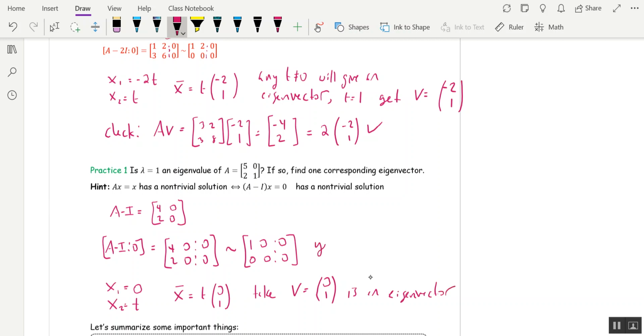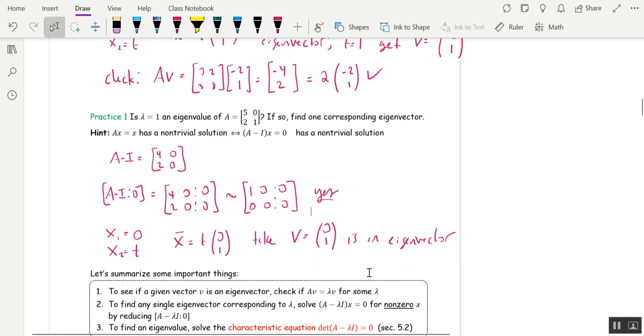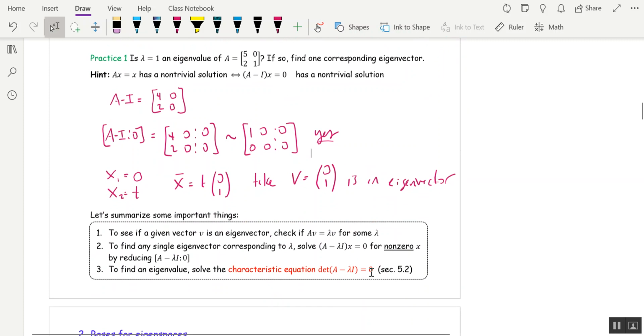So the answer is yes, because this system is consistent, and here's our eigenvector. Okay, so let's summarize some things. And this will be, again, drilled into you in the next section. And when I say drilled into you, we're going to make it more formal. But to see if a given vector is an eigenvector, it's super easy. Just check if AV is lambda V for some lambda. Multiply A times V. If it's a multiple of V, you're good to go.